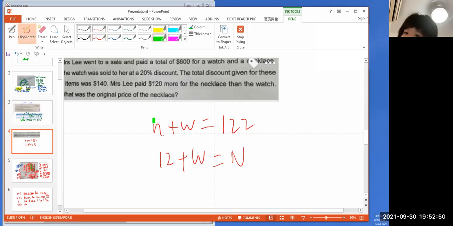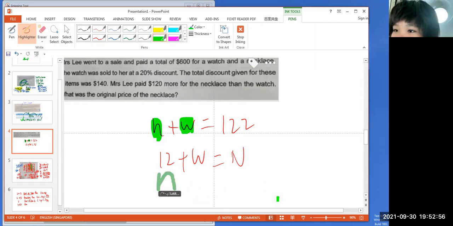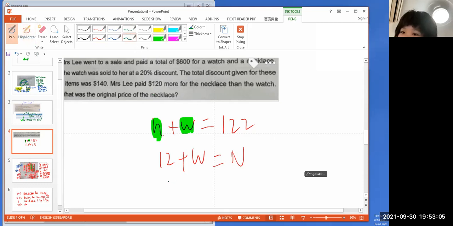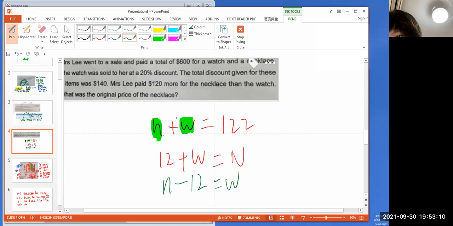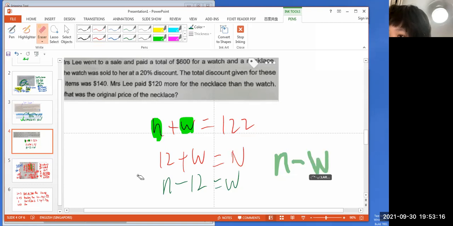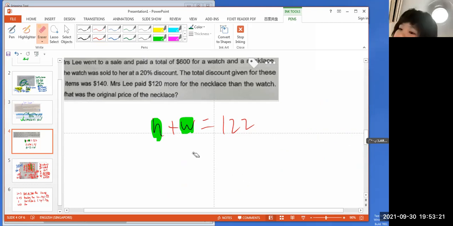So I hope you can see the order is like this and w, right? Yeah. So is how you change? Yeah. Continue. Minus 12 equals to w. Okay. So you are saying n minus 12 equals to w. Still not match left, right? Still not matching. n minus w equals to 12. Correct. Then you can match totally.